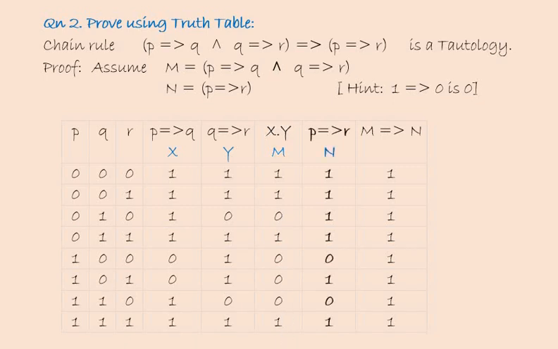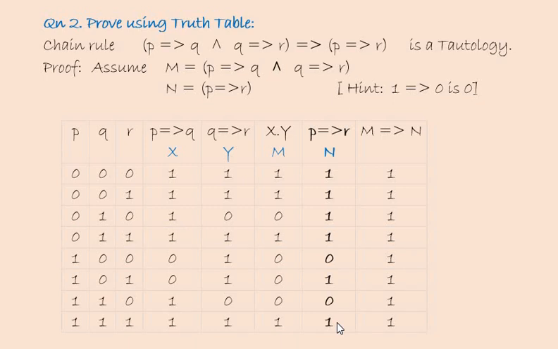Now we look at P implies R. Whenever P is 0, R is free. So the result is 1. But if P is 1, R is caught. 0 for R is not okay. And therefore there are 2 cases when this is 0. When both P and R are 1, then the result is 1. So in the last 4 cases there are 2 zeros and 2 ones.